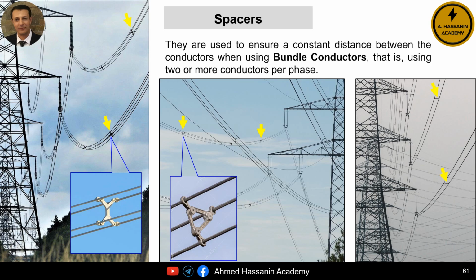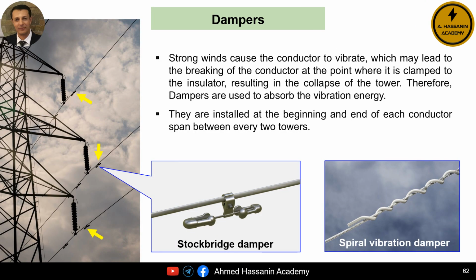The second important point to note is that we also use these spacers in the bundled conductor system to help reduce the effects of the corona phenomenon as well as the skin effect present in overhead transmission lines. This is achieved by increasing the effective cross-sectional area of a single phase through the use of multiple conductors, that is, bundled conductors.